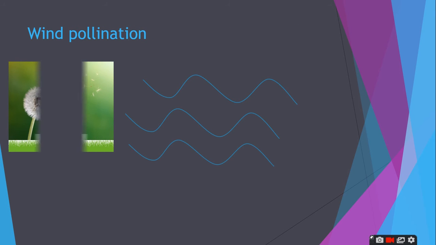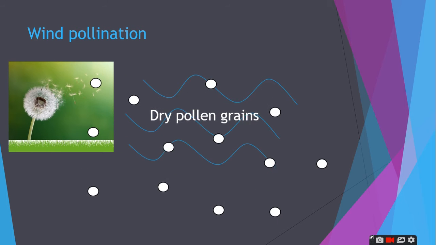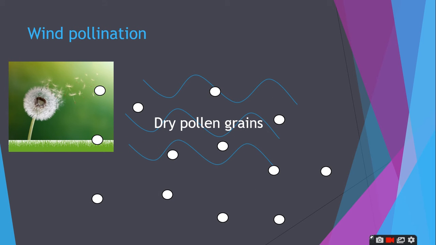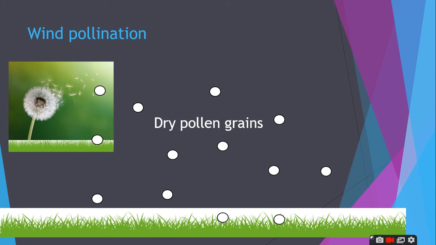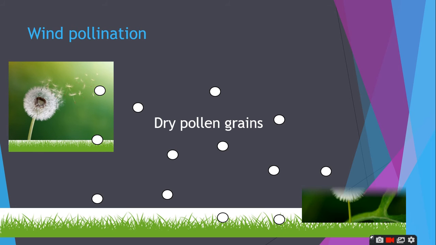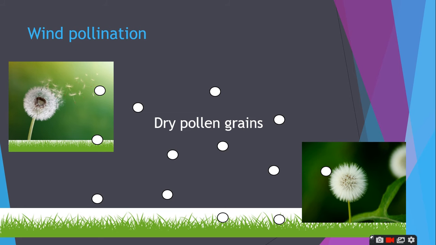Now let's have a look at the next type of pollination, wind pollination. This is a wind pollinated flower which produces dry pollen grains in a large quantity. Here goes the wind. Swoosh. Now most of the pollen grains fall in all sorts of places and get wasted. But if at least one of them fall on another flower, yay! Mission of pollination is successful.